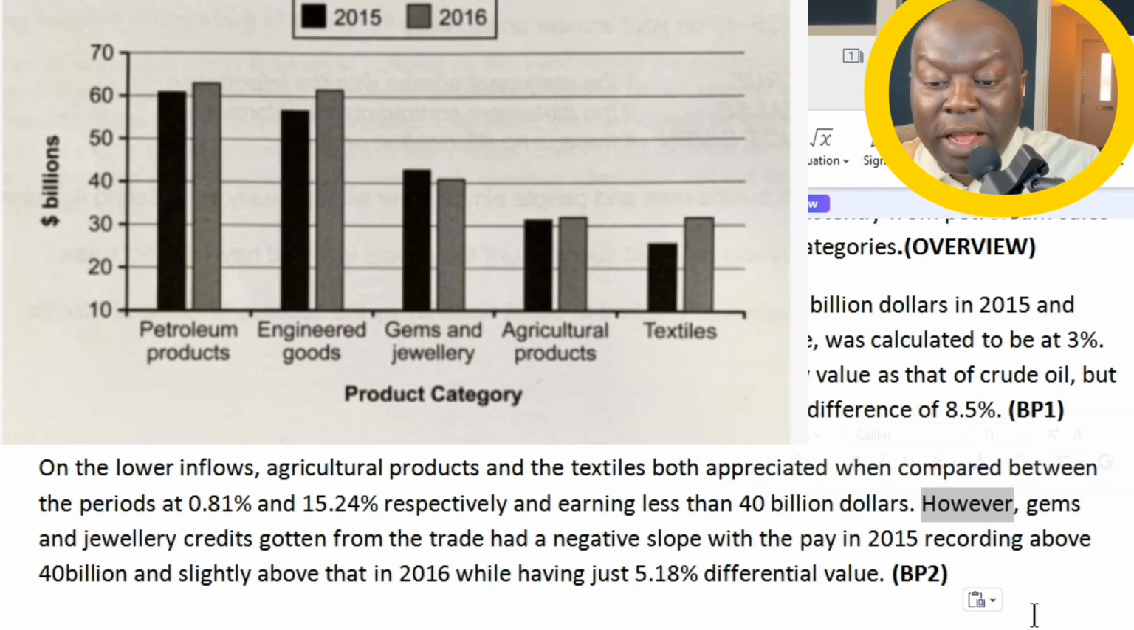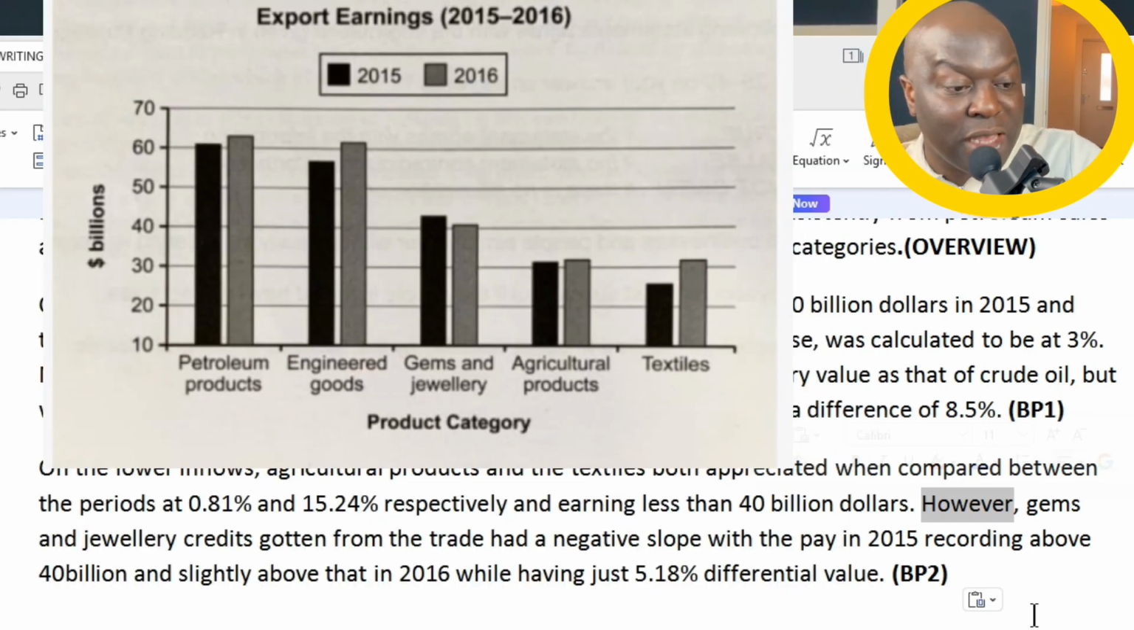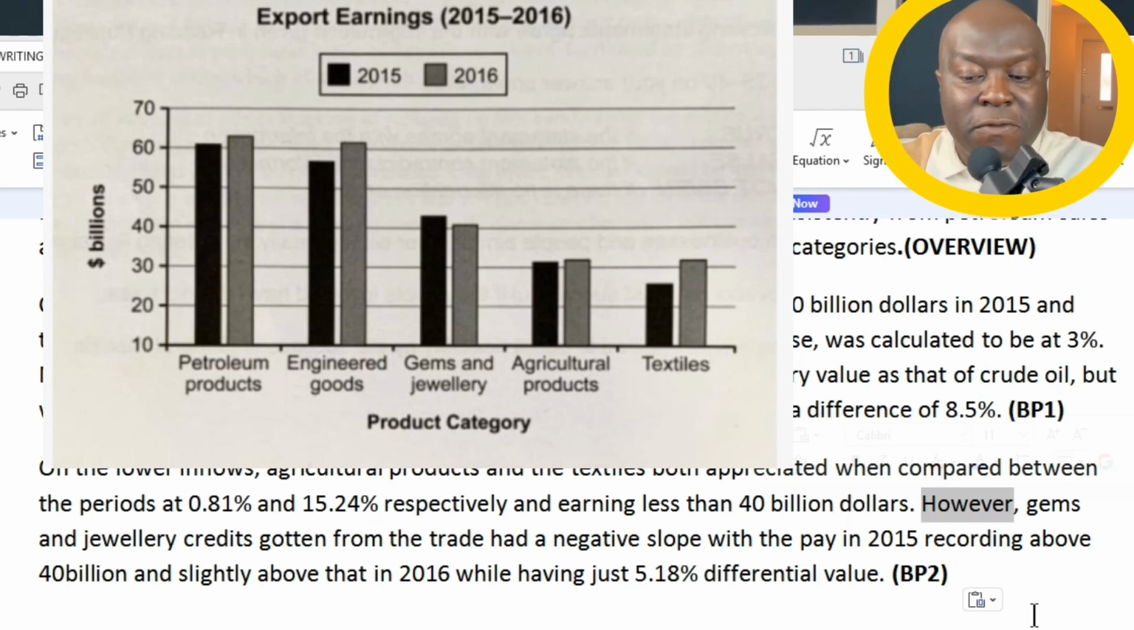and gems credits gotten from the trade had a negative slope, with the pay in 2015 recording above 40 billion. Watch the graph, 40 billion. If you watch the graph, the black bar is above 40. I said recording above 40 billion, and slightly above that in 2016, while having just a 5.18% differential value.